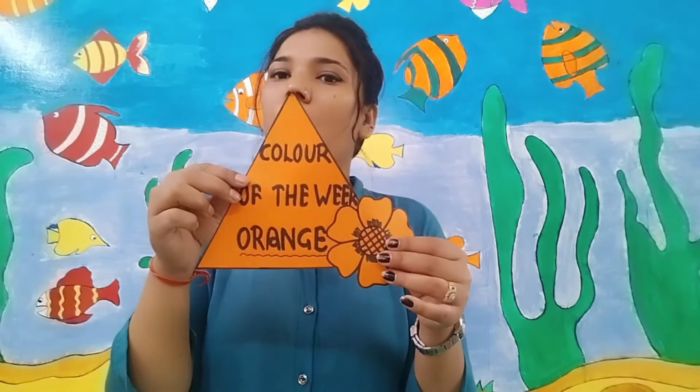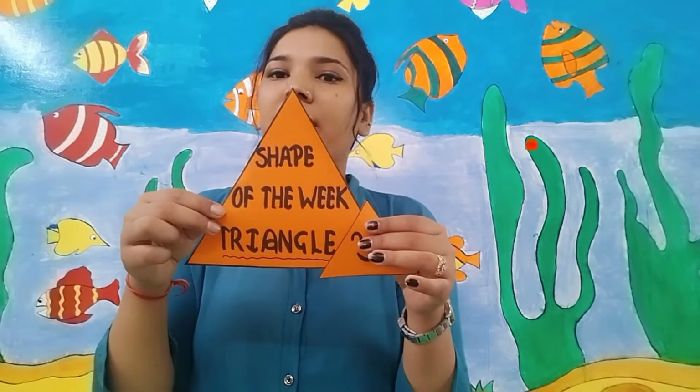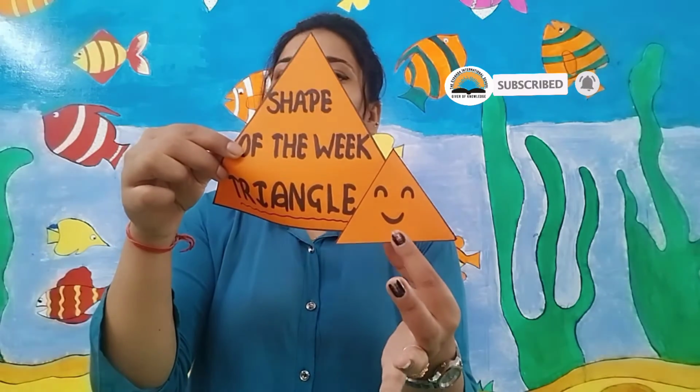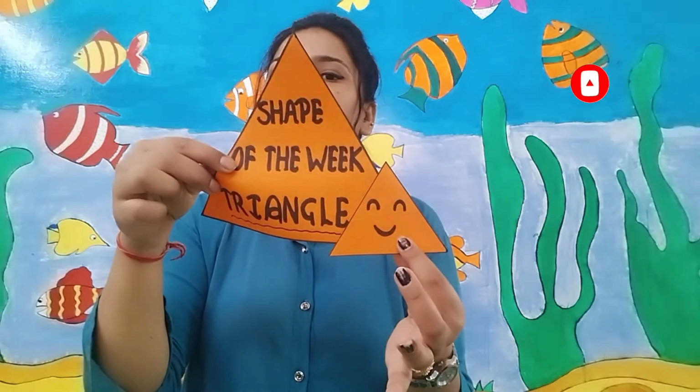O for orange. Shape of the week is triangle. All of you see this? Triangle.